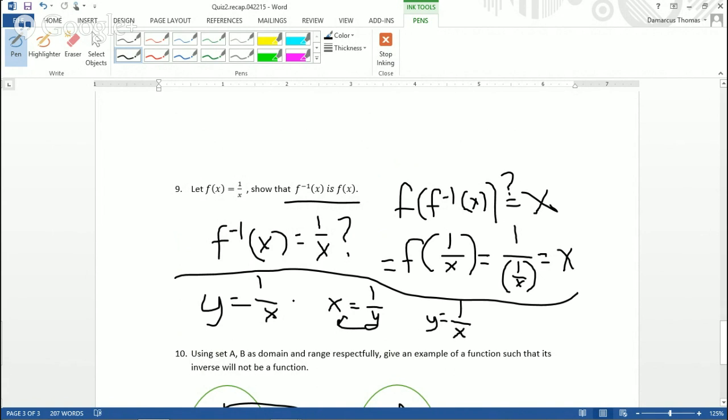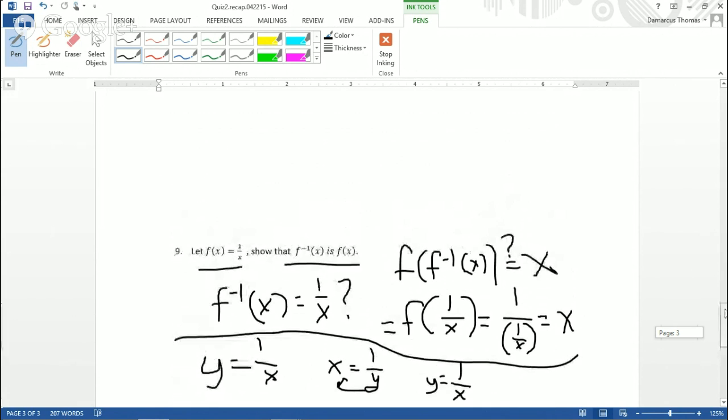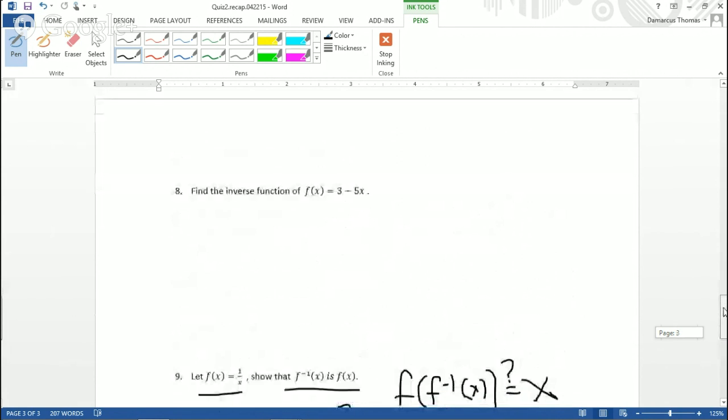So it turns out that it does. The inverse of 1 over x is equal to 1 over x. Y equals 1 over x. And the truth is that this is called the inverse function. And so that's why it is its own inverse. And the name says it all. F of x equals 1 over x is indeed the inverse function.